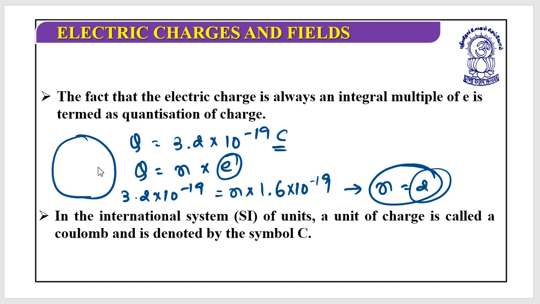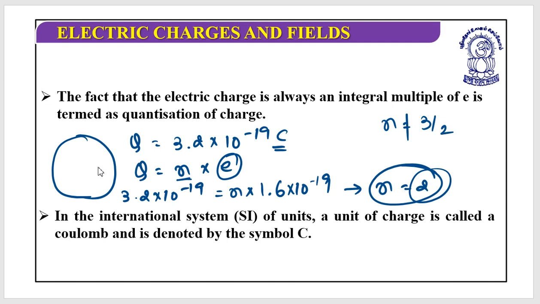So I hope quantization of charge is clear to you now. What is the quantization of charge? Every system can have a total amount of charge that is an integral multiple of a single quantum of charge. A single quantum of charge has a value of 1.6 times 10 to the power minus 19, and the charge could be an integral multiple of it, with n equal to 1, 2, 3, 4, 5, 6, 7, and onwards. Anything could be there. But it could not have a value like a fractional n.